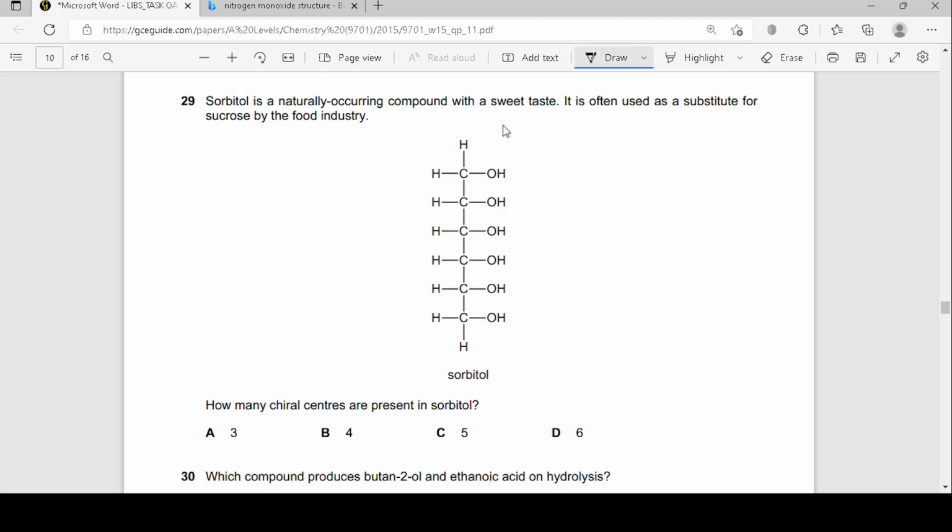Often. See, that's what I said. I've read the name before on food packaging. How many chiral centers are present in sorbitol? So for a chiral center, you have to have two different groups.